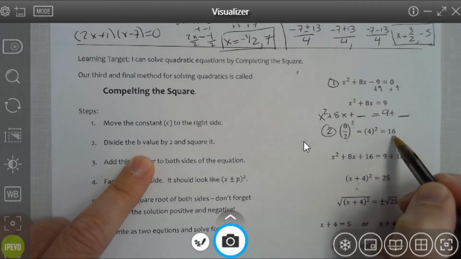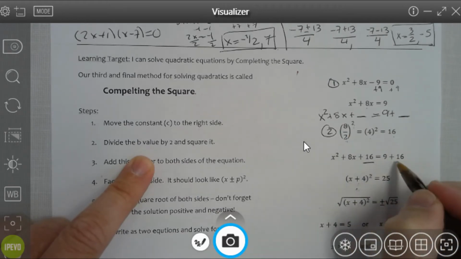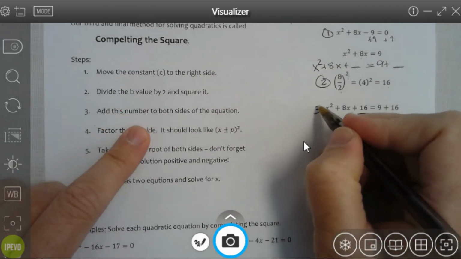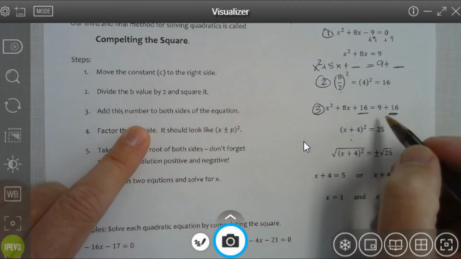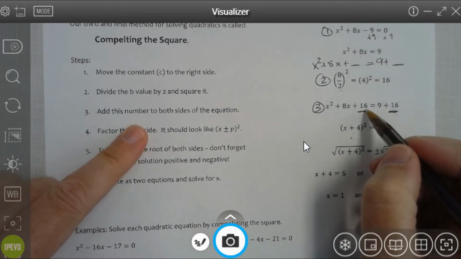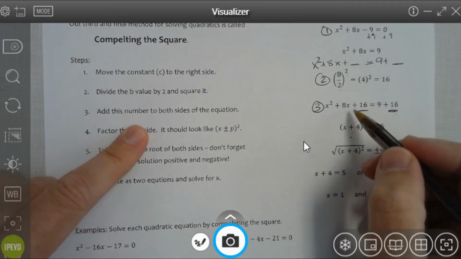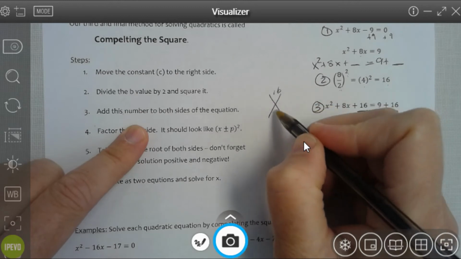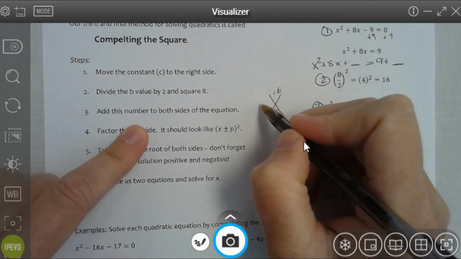So 4 squared is 16. And we added 16 to both sides of the equation. So that's step 3 right here. Add that to both sides of the equation. Now we say, what are the factors of 16 to get 8? So factors of 16 to get 8. So if you want to do your little 16 to get 8, we're going to get 4 and 4.